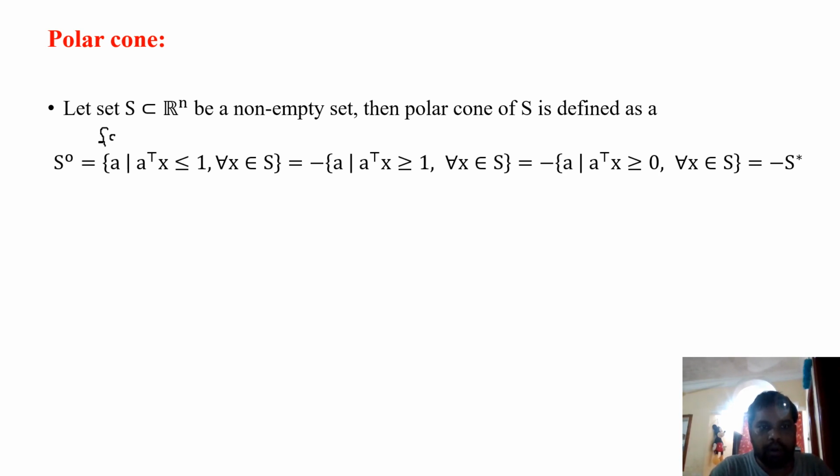It is a collection of all the directions such that this set would be in the negative half space. What does it mean? It says that the dot product or inner product A transpose X is less than or equal to 0 for every X, every element of the set. So this is the algebraic definition of the polar cone.